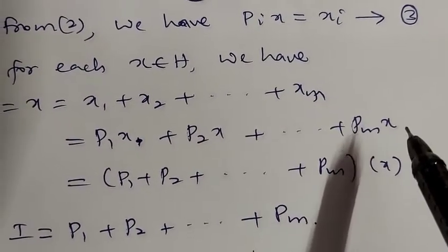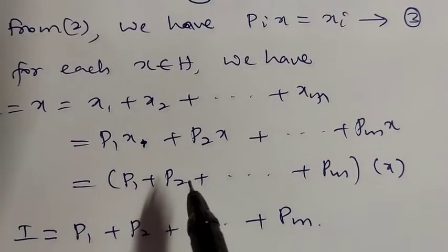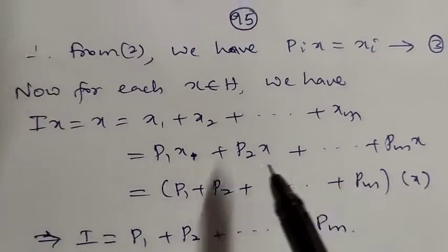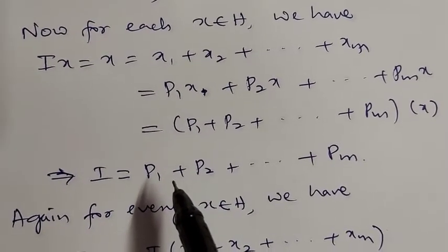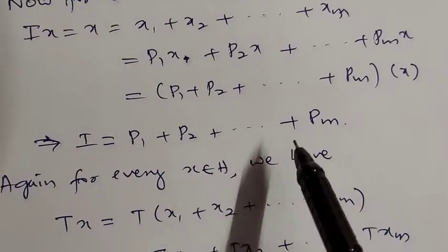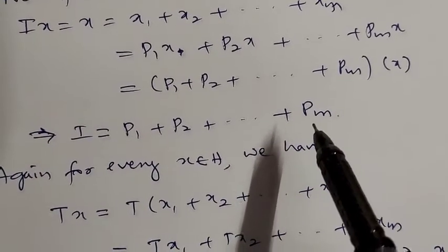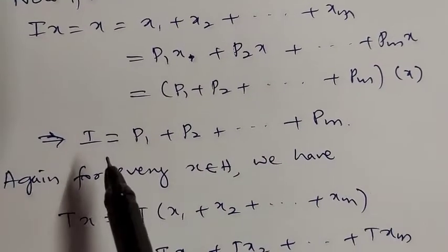pm of x. So this is equal to p1 plus p2 etc. pm of x. Means I of x is equal to this much, means I becomes I is equal to p1 plus p2 etc. pm. One condition we have proved, p1 plus p2 etc. pm is equal to I.